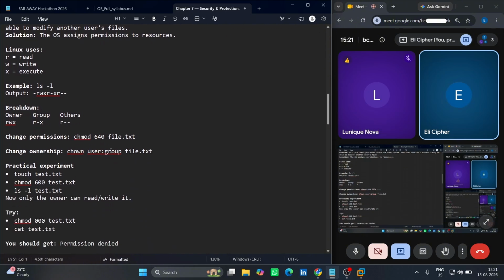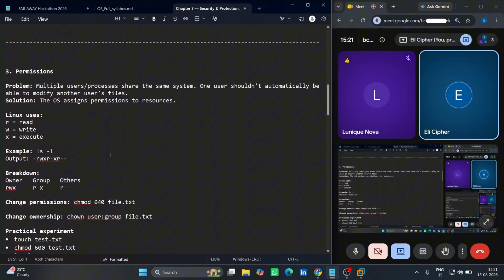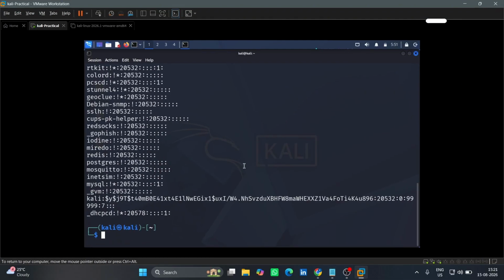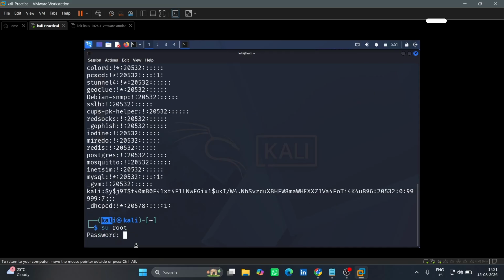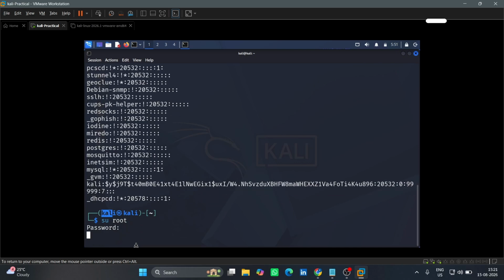Okay. Now we are moving to permissions. So what is the problem? Multiple users or processes share the same system, right? For example, you can see here that one user is Kali, and I can also log in with another user, which is root. su for switch user, then root. I have to enter the password of root.